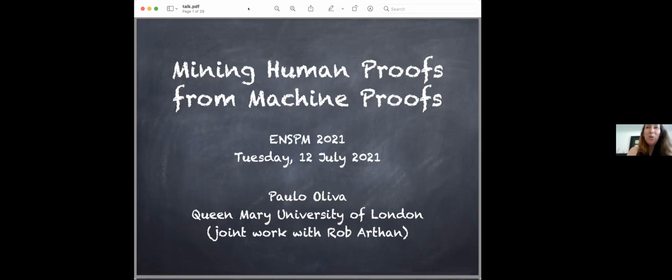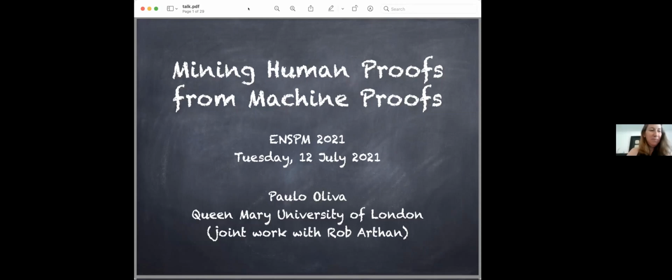Paulo Oliva is a world-leading expert in mathematical logic and proof theory, working at Queen Mary University of London. He's also a great friend with close collaborations with the Logic Group in Lisbon. In the next 15 minutes, we take a big leap from Prover 9 proofs to human-readable proofs and experiments with residuated monoids. Please, Paulo, go ahead.